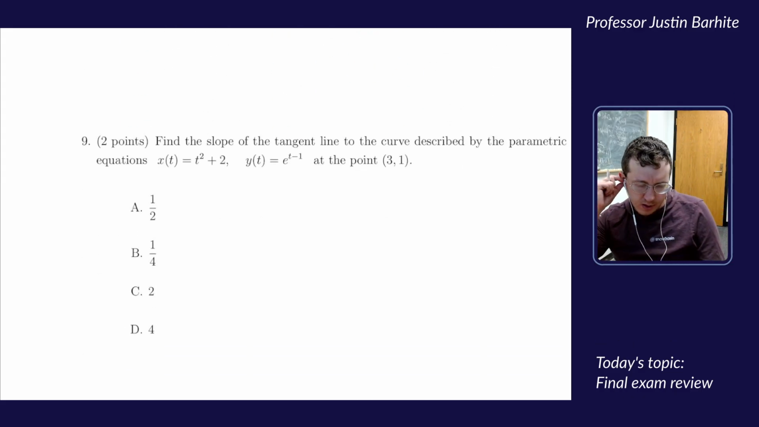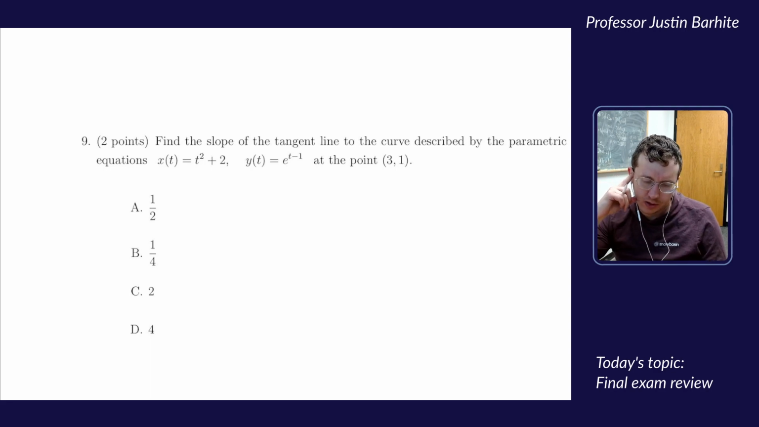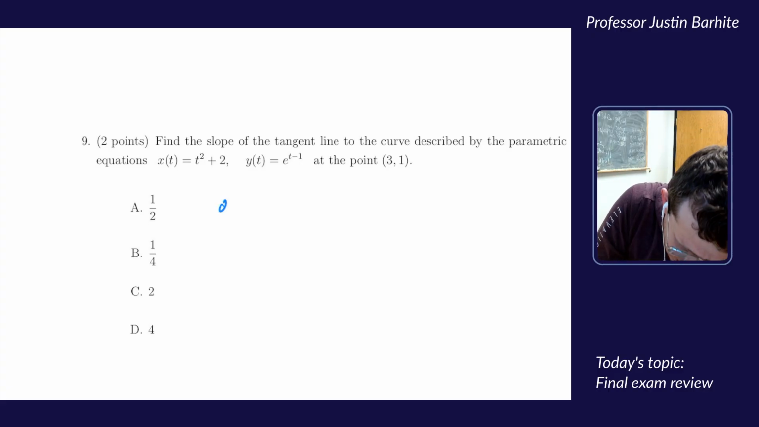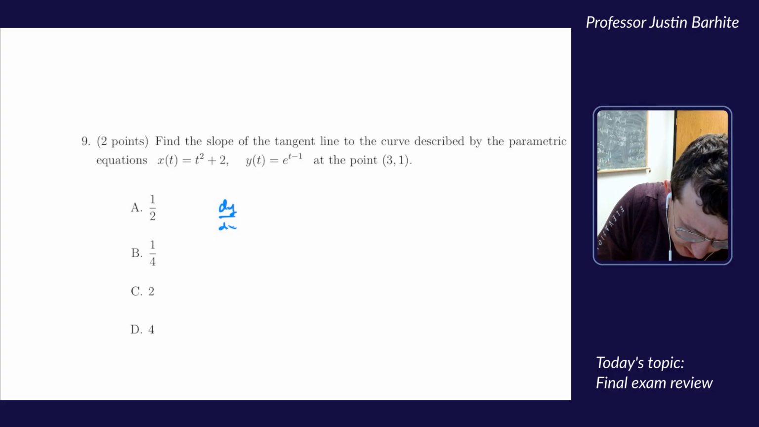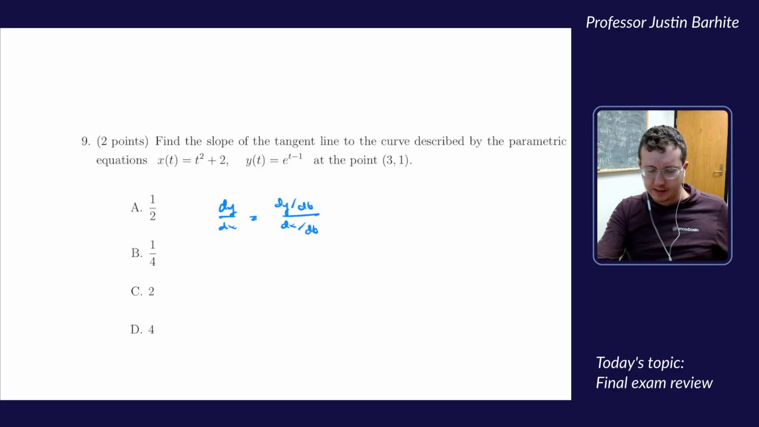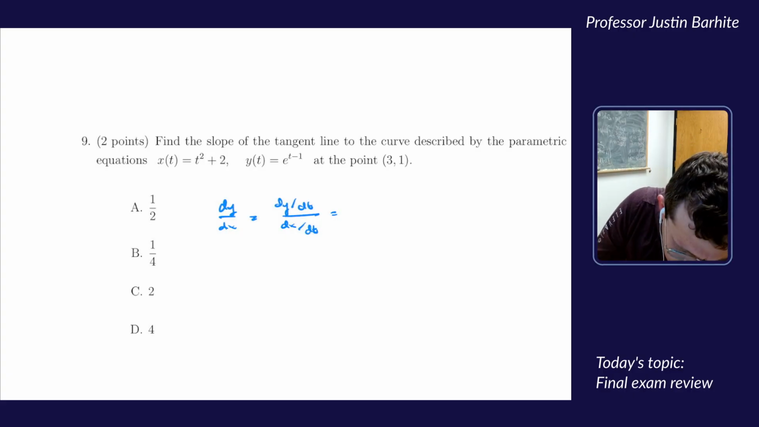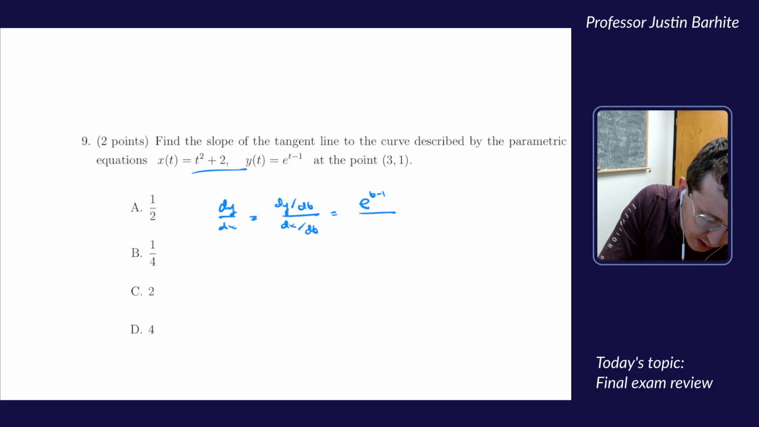Okay, find the slope of the tangent line to this parametric curve at (3, 1). The way that I find the slope of the tangent line, which is dy/dx, when I have a parametric curve, is I do dy/dt divided by dx/dt. It's kind of like the dt's cancel out. Not literally, it's actually the chain rule. So the derivative dy/dt is just e^t minus 1, and then dx/dt is 2t.